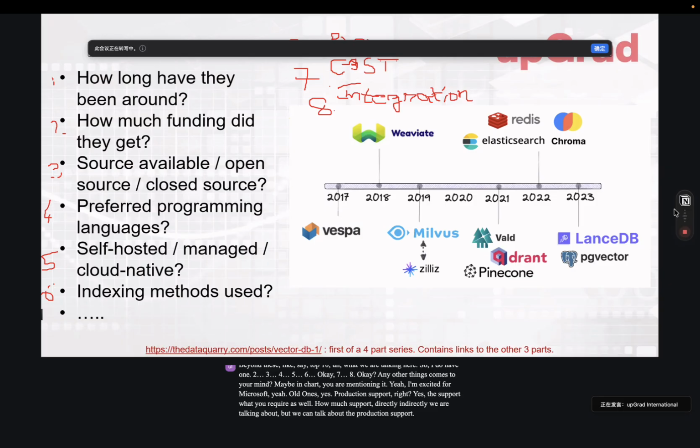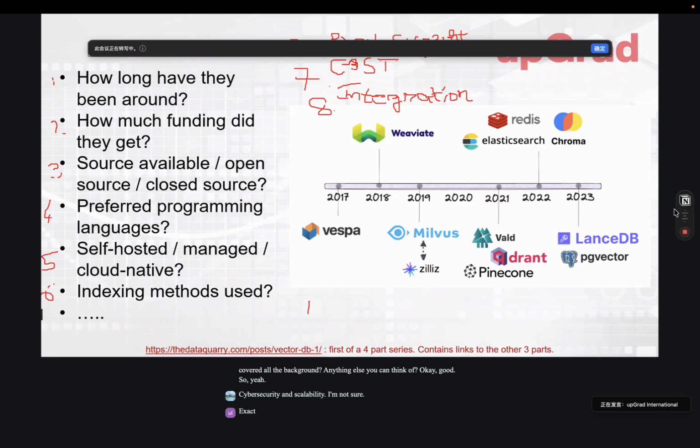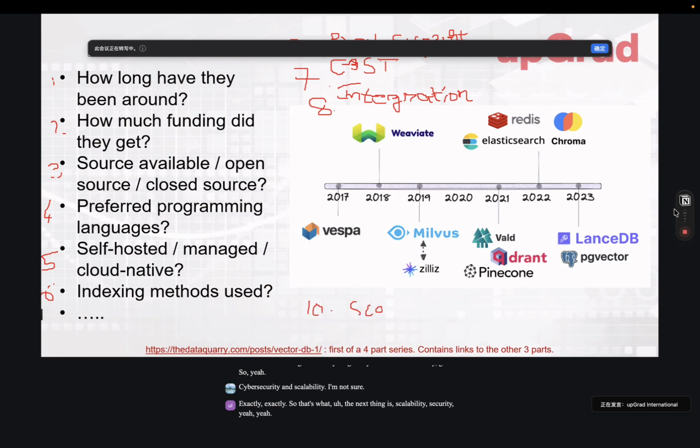Have we covered all the background? Anything else you can think of? Okay, good. So yeah, cybersecurity and scalability, exactly. So that's what the next thing is: scalability, security. Yeah, important point.